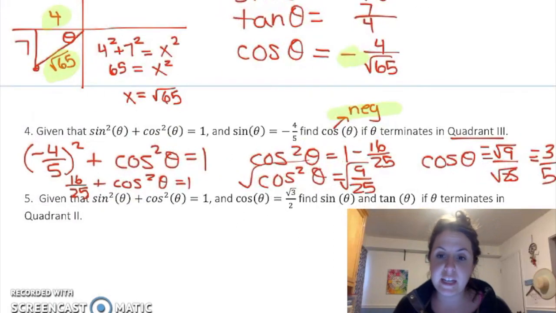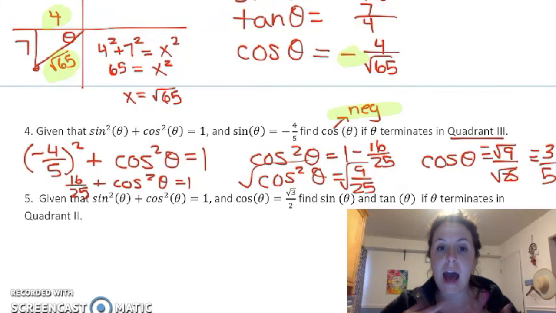So that's just another way to do it if you like using the formula better. It's totally up to you what you prefer. I personally think when in doubt, draw it out as a triangle.